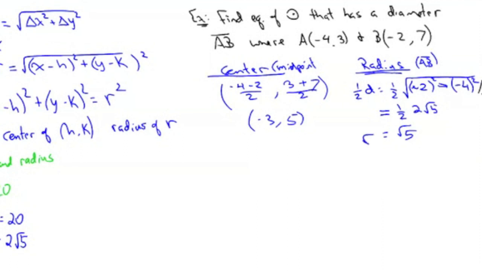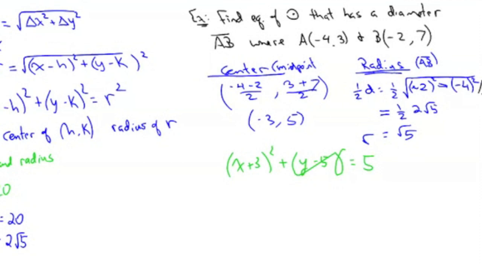Alright, now I need to write down the equation of my circle. So how does that start? Well, it starts off something squared plus something squared equals something squared. X plus 3, Y minus 5. The -3 here turns into +3. The 5 here turns into -5. And you have to square the radius, so it becomes 5. That's not hard, is it?